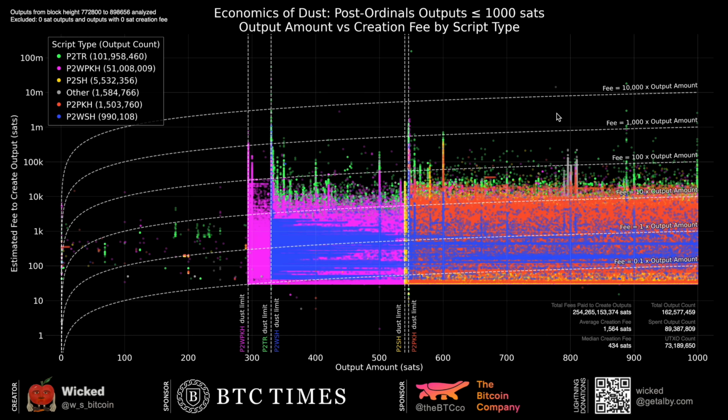All right, so in today's video, I want to walk through an analysis I recently finished focused on post-Ordinals Bitcoin outputs worth 1,000 sats or less. These tiny outputs make up the bulk of all the outputs created since Ordinals was launched, and many of them remain unspent to this day. So it's kind of an interesting set of outputs to study.